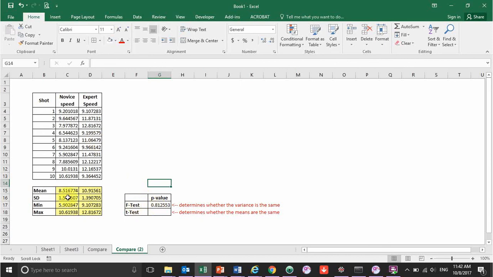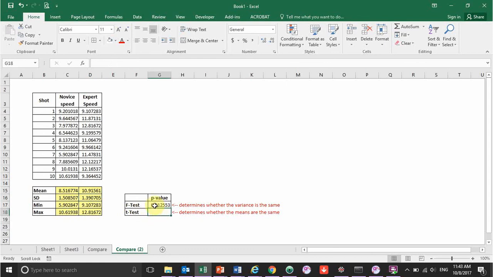So the F test is just looking at the variation, and it's saying the probability that the variation is the same is about 0.81 or 81%. So there's no real difference in terms of how much experts and novices vary between each shot, right? There's a certain amount of variability, and these variabilities are the same. So it's not that expert players tend to group their shots much closer together, and novice players are all over the place. They tend to be fairly similar in terms of that.